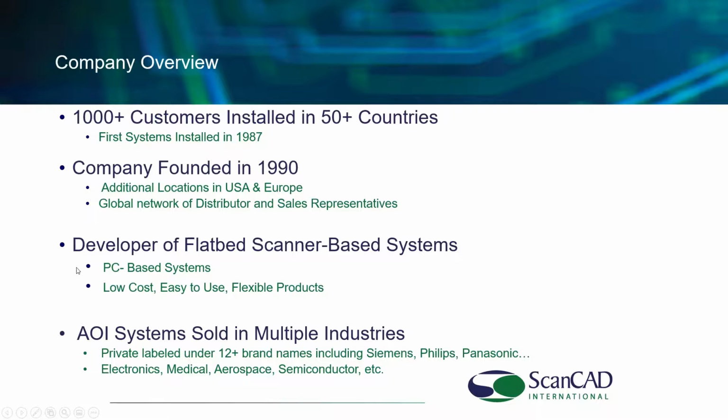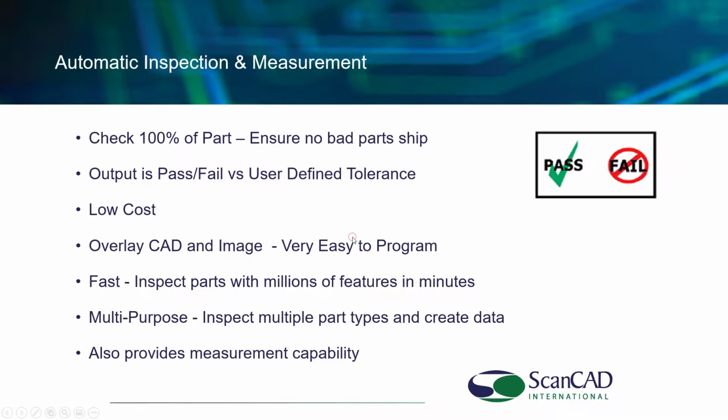AOI means automated optical inspection, and we do sell these systems into many different industries: electronics, medical, aerospace, automotive, semiconductor, etc. In many cases, these systems have been sold private labeled under the names such as Siemens, Philips, Panasonic, and some 9 other brand names. These are truly amazing, powerful systems, and they have made sense to be integrated with other people's equipment from time to time.